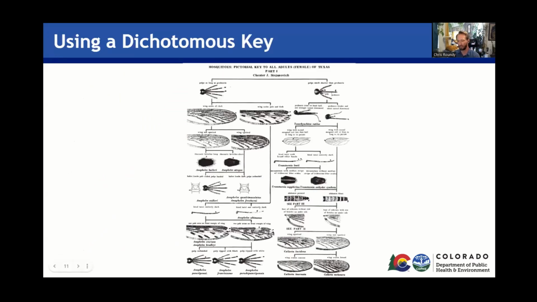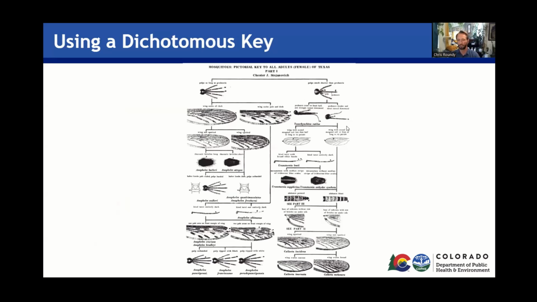Has anyone here already started using a dichotomous key or have some experience in that? Okay, we've got a couple of people, great. So for those that haven't, a dichotomous key walks us through how we identify a mosquito. What it does is we look at one more feature of that mosquito, and it gives us two choices. So part of a dichotomous key will look like this.